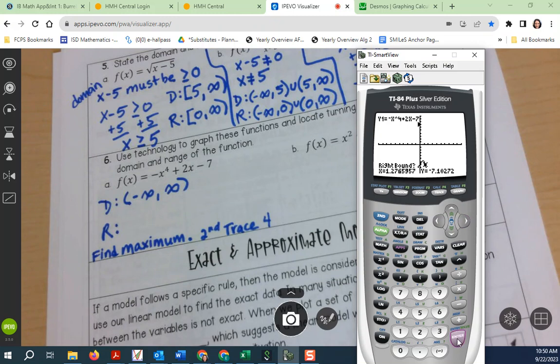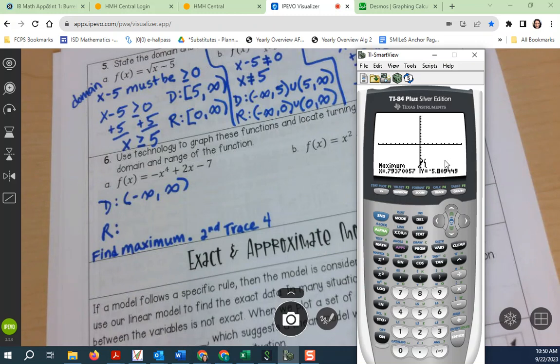And you press enter. When it asks you to guess, it just wants you to move close to the maximum and press enter again. And it gives us the point. Which of those numbers will we be using in the range, the x or the y? The y.